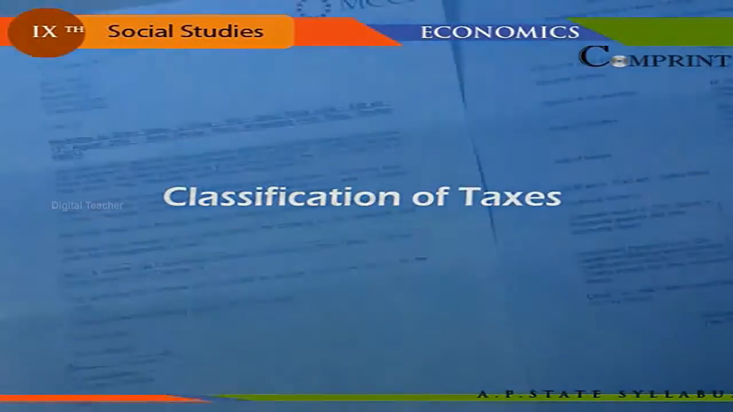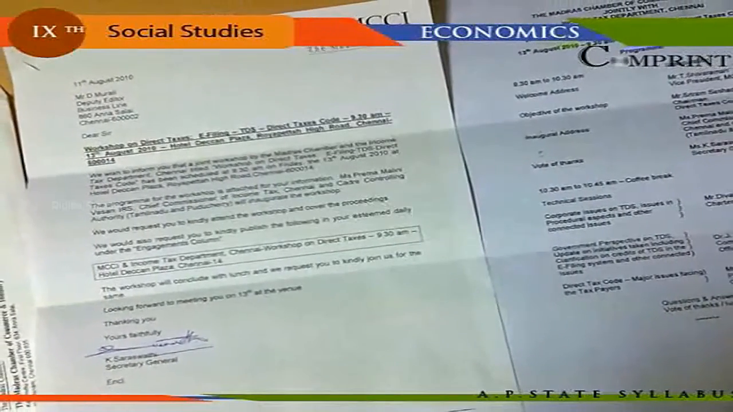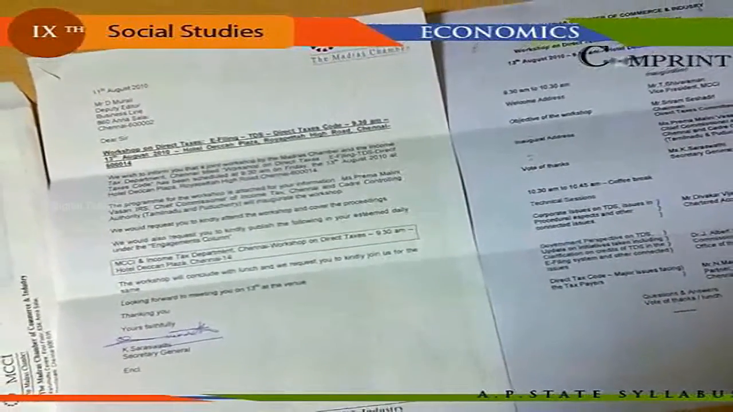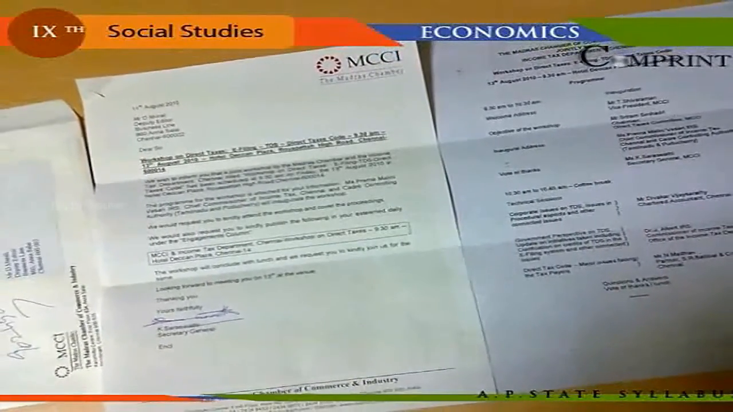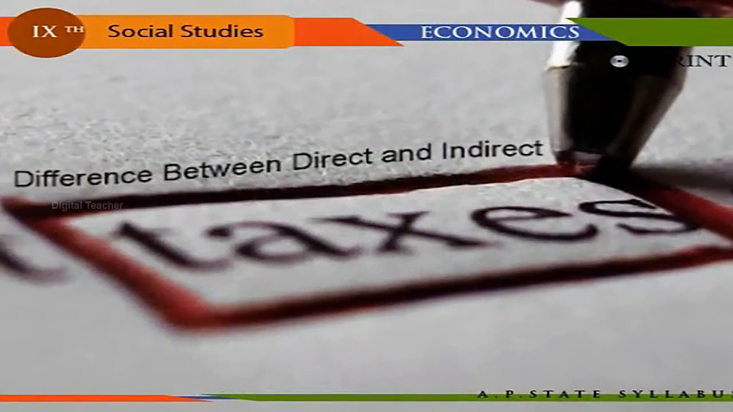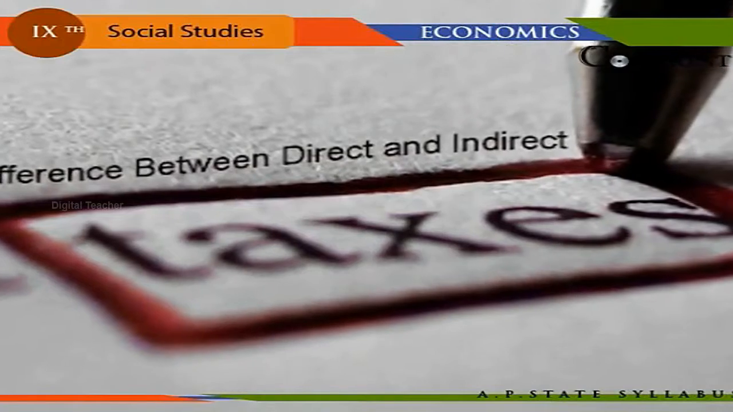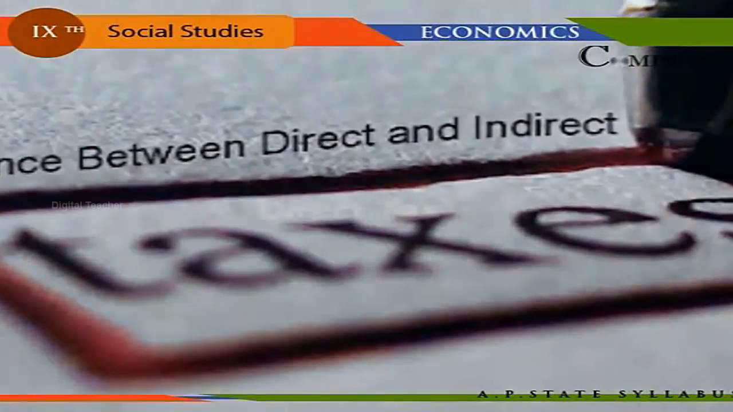Classification of taxes. Taxes are classified as 1. Direct taxes, 2. Indirect taxes. This classification is based on the principle of 1. On whom the tax is levied, and 2. Who pays the tax. Impact refers to the initial person on whom the tax is levied, and incidence refers to the final person who ultimately pays it.